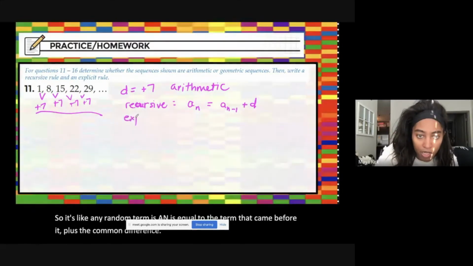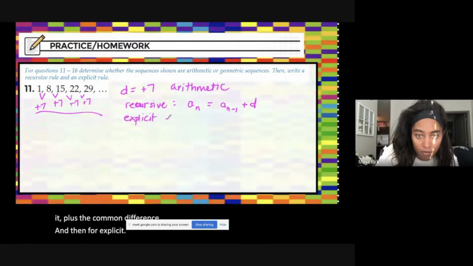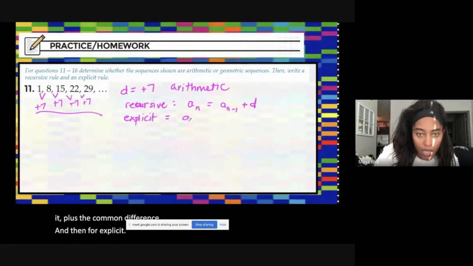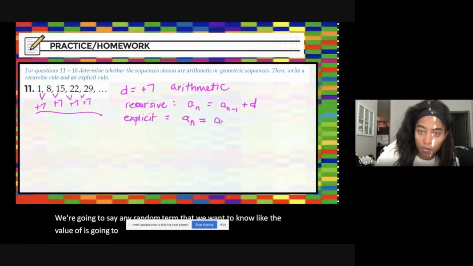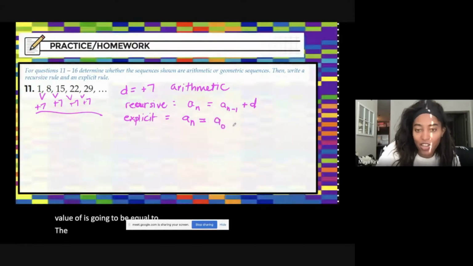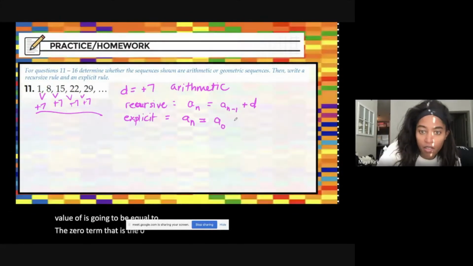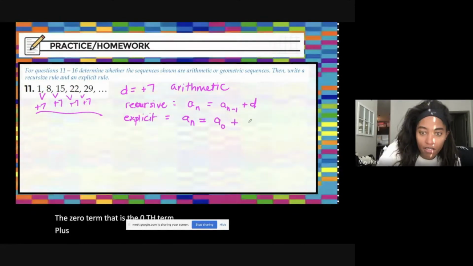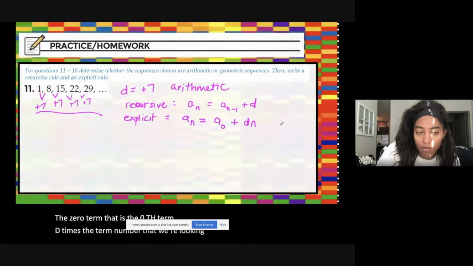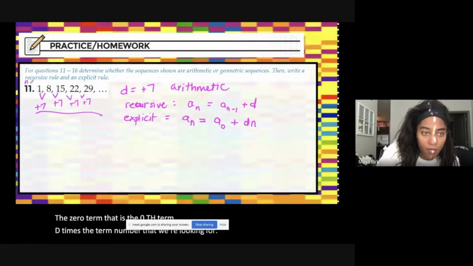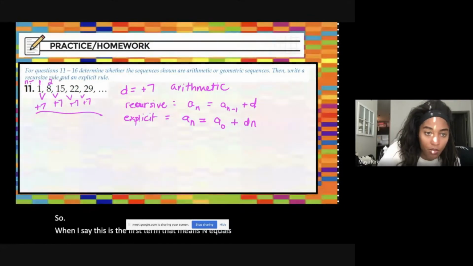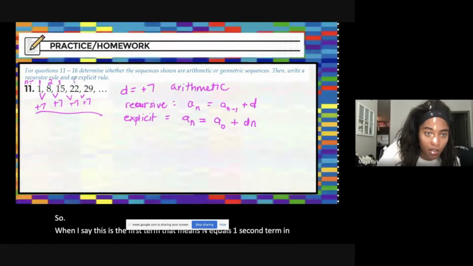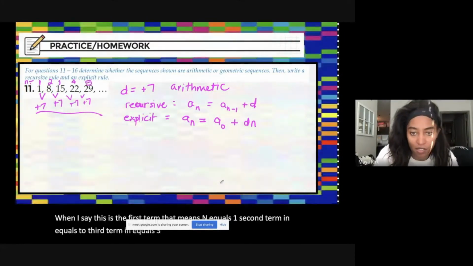And then for explicit, any random term that we want to know the value of is going to be equal to the 0th term plus D times the term number that we're looking for. So when I say this is the first term, that means n equals 1. Second term, n equals 2. Third term, n equals 3, 4, 5, and so on and so forth.